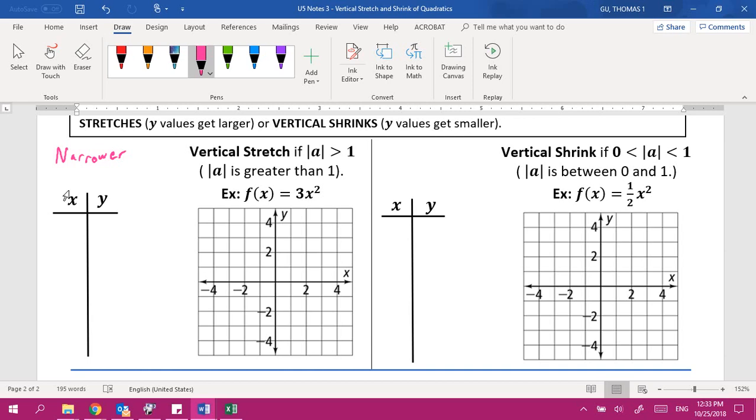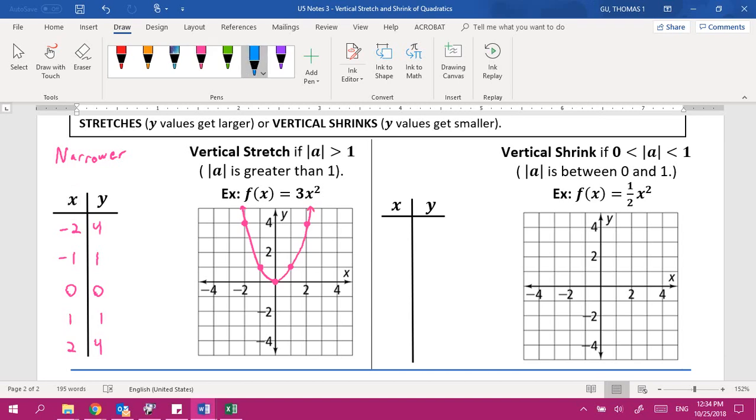Okay, so in the table, we're always going to start with our parent function points. What are those 5 points? -2, 4, then -1, 1, 0, 0, that's right. So we always start with that. This is the first time we're seeing this, so let's also graph the parent function. Negative 2, 4. Negative 1, 1, 0, 0. 1, 1, and 2, 4. There we go.